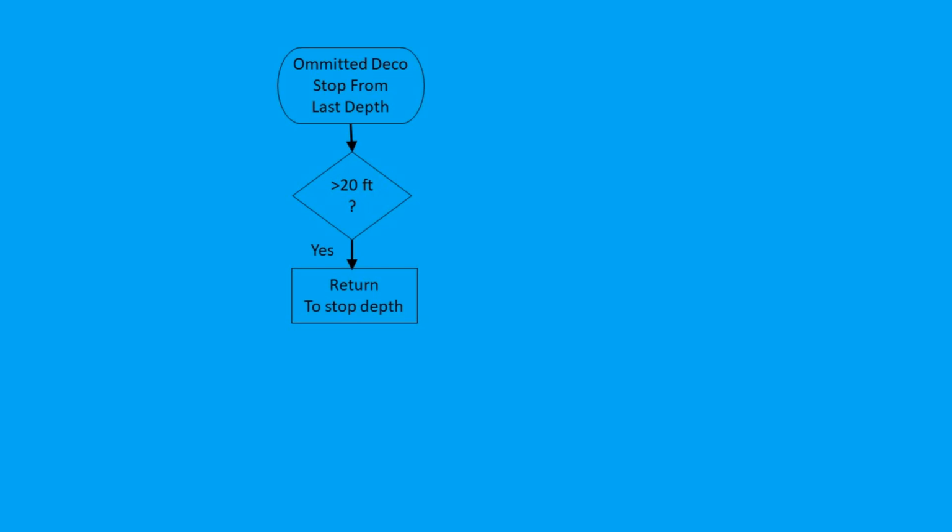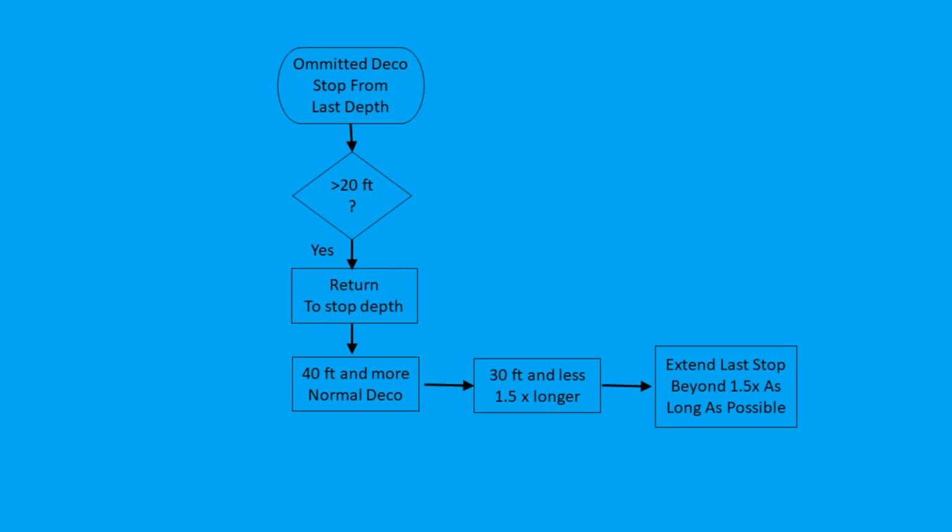If we are deeper than 20 feet, we want to return to the stop depth. If the stop depth is 40 feet or more, you are to perform a normal decompression schedule stop. After completing those stops, you will want to have your 30 foot and less stops held for 1.5 times longer than the schedule calls for. You also want to extend your last stop beyond 1.5 times as long as is possible. On completion of the last stop, you can then surface.